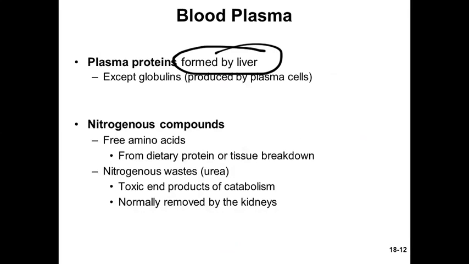In addition to the proteins, there are nitrogenous compounds, that is, free amino acids. These are going to come from your diet or from tissue breakdown. And there is also urea, which is a nitrogenous waste product. It's an end product of the breakdown of proteins, that is, of the catabolism of proteins. And typically the urea is removed in the urine by the kidneys.